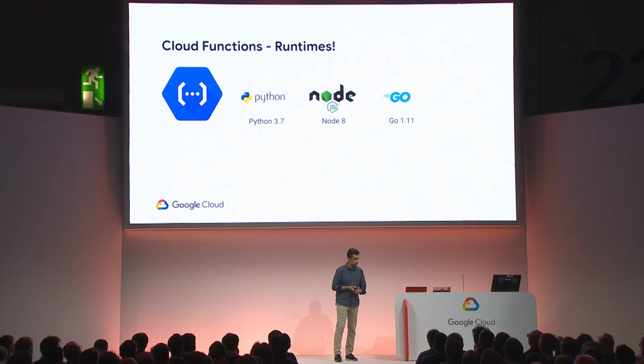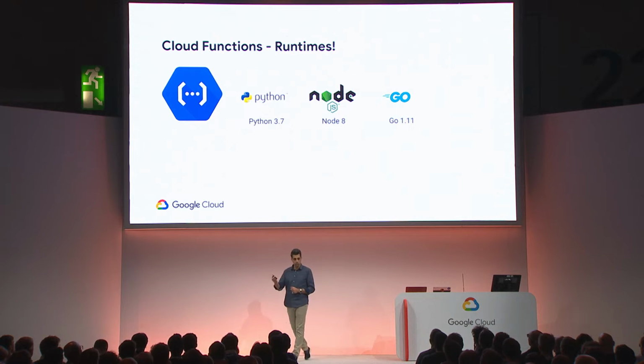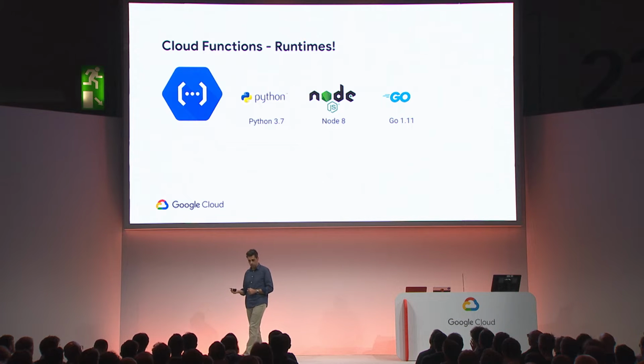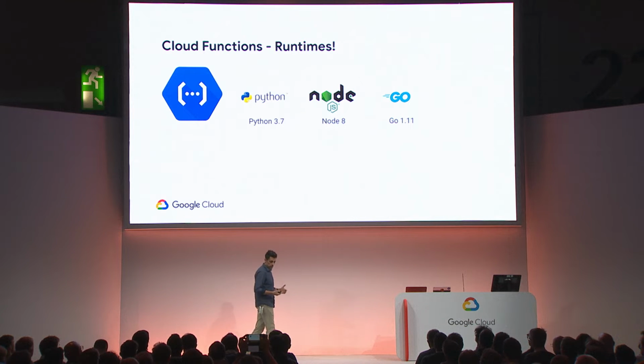Also on the runtimes front, typically newer runtimes come to App Engine first, and then there's a little extra work that we have to do to bring them into Cloud Functions. So we're sort of one step behind, but we're moving at the same pace. So Python 3.7, Node 8, and Go 1.11 are all GA, and we have Node 10 and Go 1.12 coming through next. Oh, and also Java.